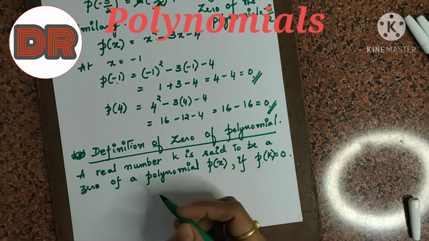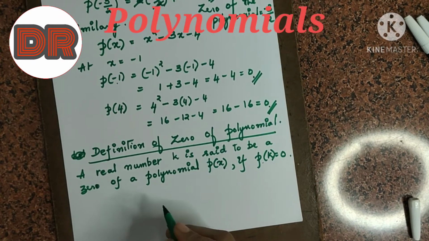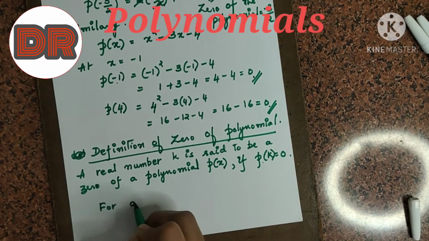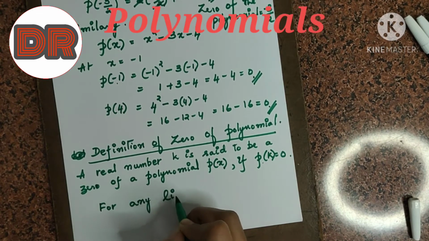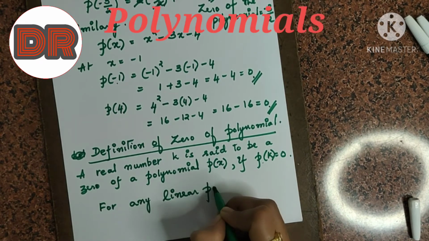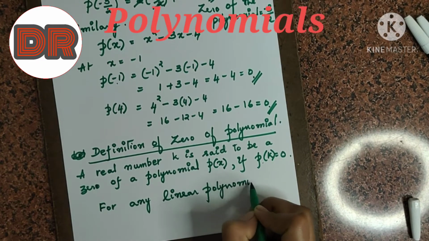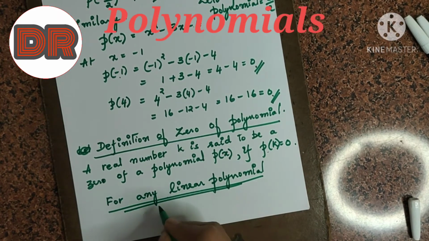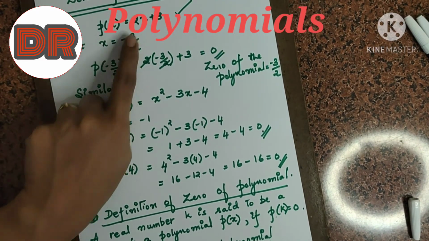So how to find now the 0 of the polynomial? We have studied in 9th standard, for a linear polynomial, how to calculate the 0 of that particular polynomial. Okay. So for any linear polynomial, the 0 can be calculated using, so if suppose this is p of x is equal to, same example let me take.